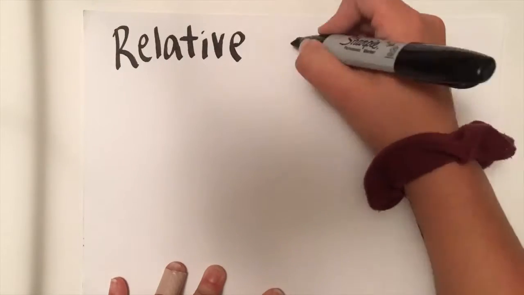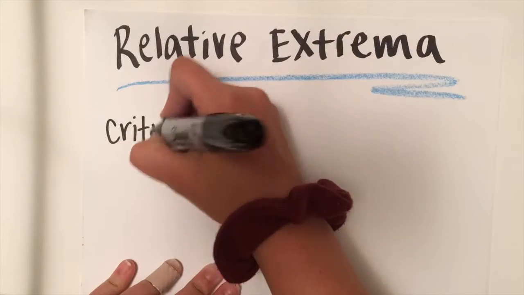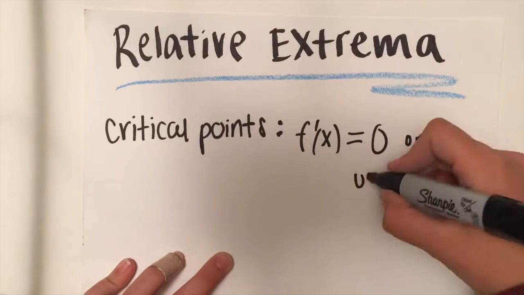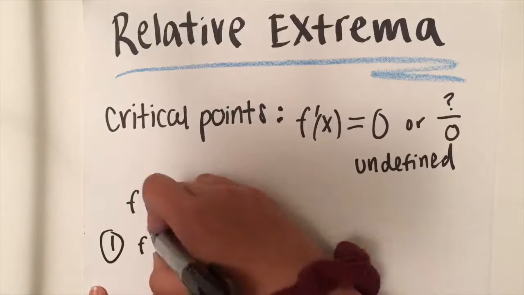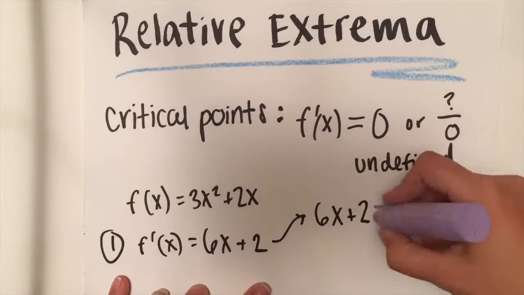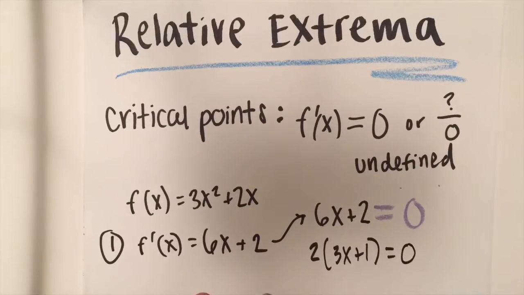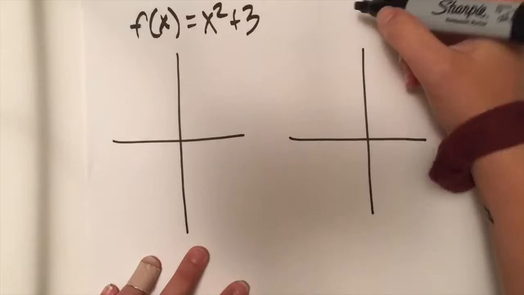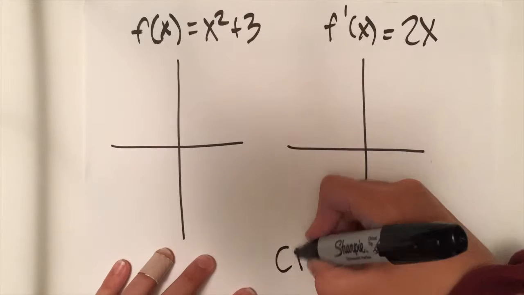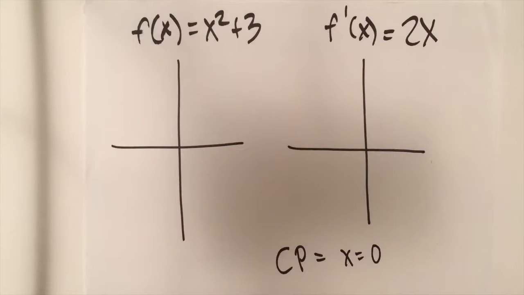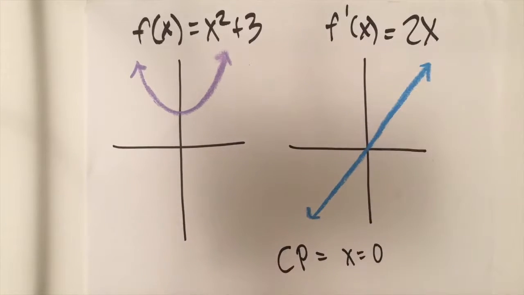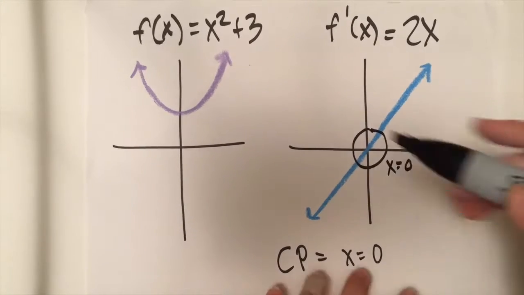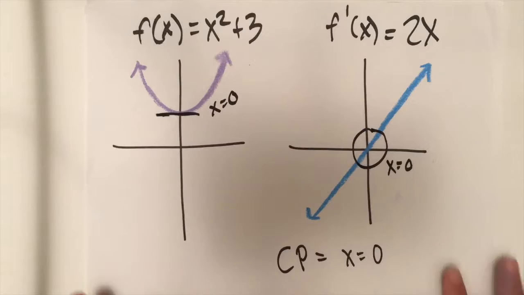Relative extrema occur where the derivative of the function is equal to 0 or undefined. These x values are called critical points. To find these points, we set the first derivative of the function equal to 0 and solve for x. Let's apply this to x squared plus 3 and its derivative. Setting the derivative of x squared plus 3 equal to 0 shows us that our critical point is at x equals 0. Therefore, our derivative crosses the x-axis at 0 and our minimum occurs at 0.